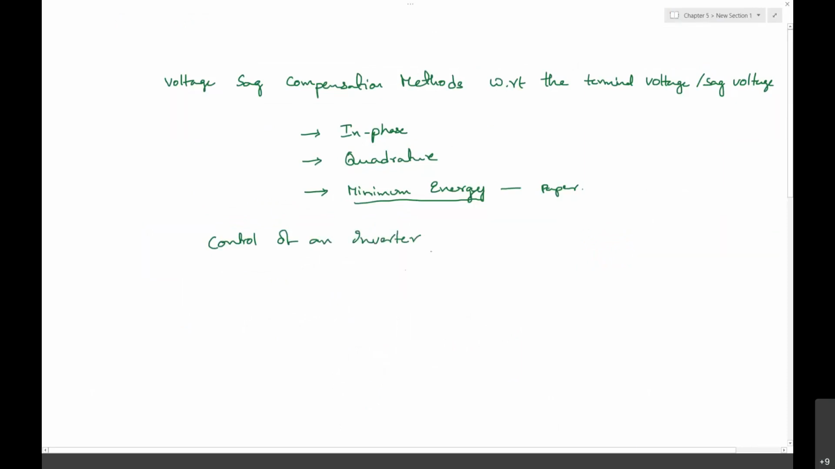Before going to the control of an inverter, we will try to look into the different topologies available in literature. We'll try to see those things.